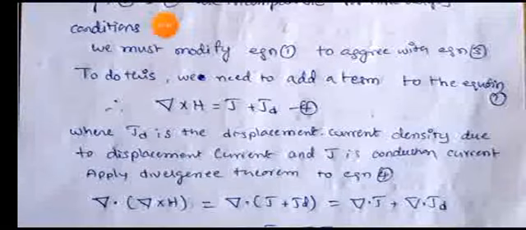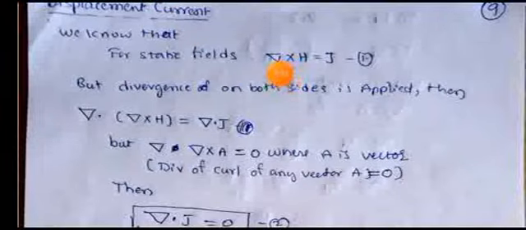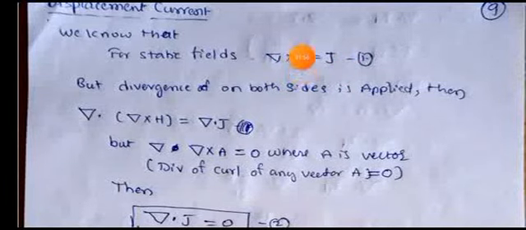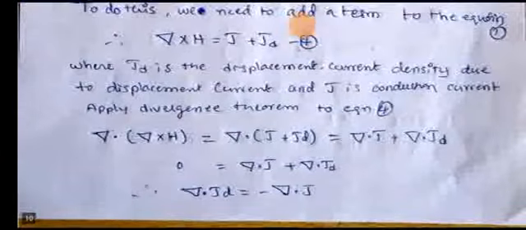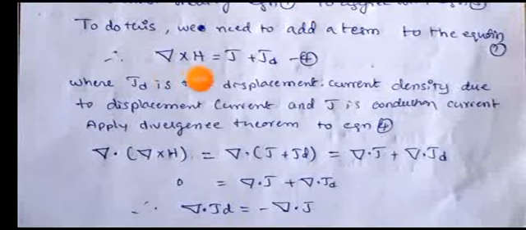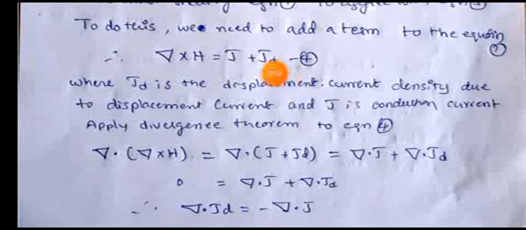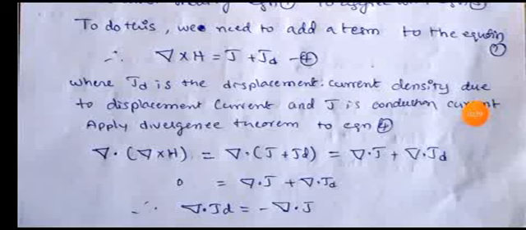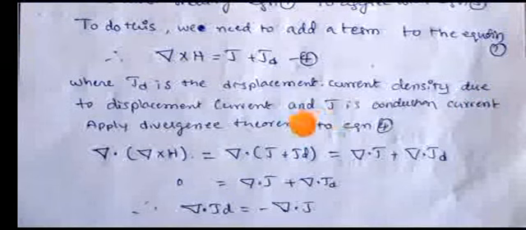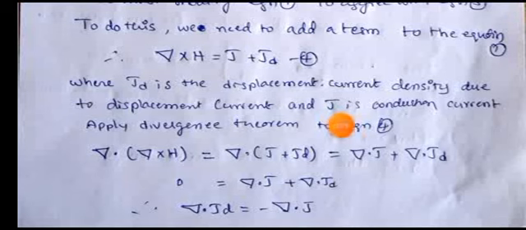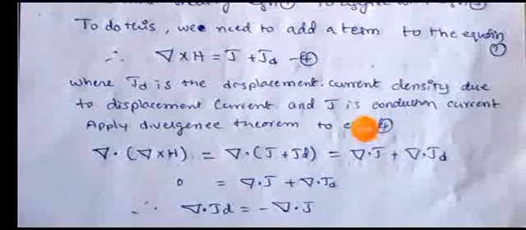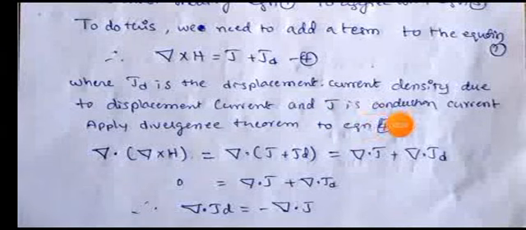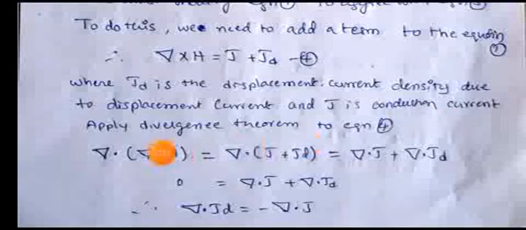So we have to modify the very first equation, del cross H is equal to J. This equation is modified as del cross H is equal to J plus JD. JD is added. So what is JD here? JD is the displacement current density, and J is the conduction current density.